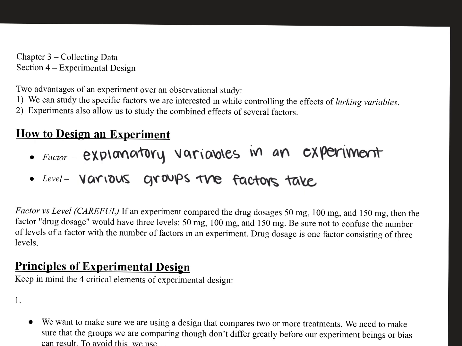So kind of like an example here, if an experiment was comparing three different drug dosages, 50 milligrams, 100 milligrams, and 150 milligrams, the factor is then drug usage, because that's what we're looking at. That's our explanatory variable. We're looking at drug usage. The levels are then the three different dosages, the 50, the 100, and the 150. So the number of levels you have and your number of factors are not the same thing. They don't have to match. So like in here, there's one factor with three levels.